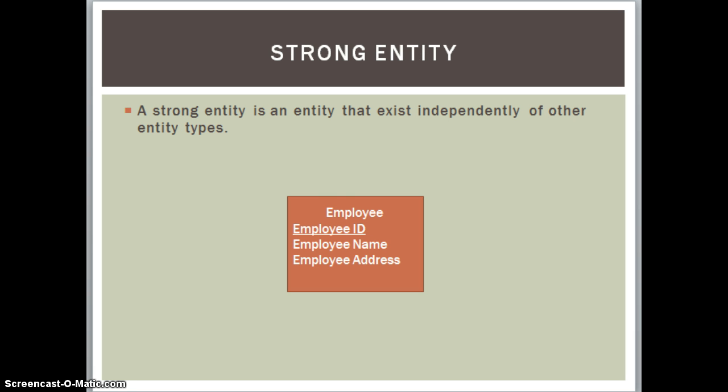A strong entity is an entity that does not depend on the existence of another entity to exist. Here we have the entity employee, which can stand on its own without the help of any other entity. A strong entity can be identified by the underline of the identifier attribute. In this case, that would be the employee ID.